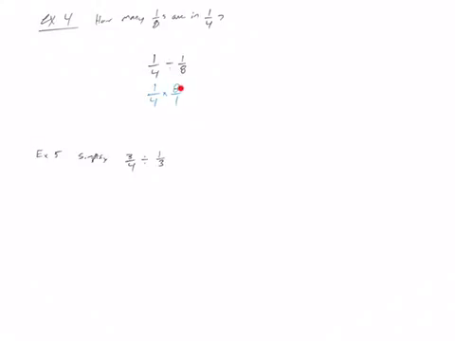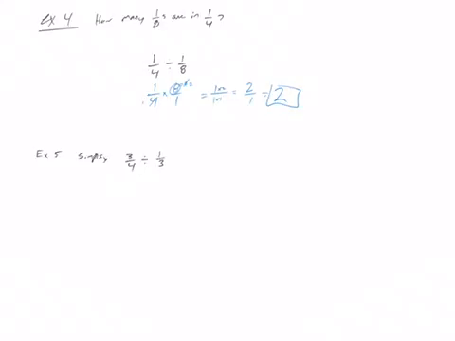I'm going to reduce. 8 and 4 have common factors. So this 8 is the same thing as 4 times 2. So that 4 and 4 will reduce. So I'm going to have 1 times 2 on the top and 1 times 1 on the bottom, which is going to be 2 over 1, which is just simply 2. So there are 2 8ths in 1 4th.